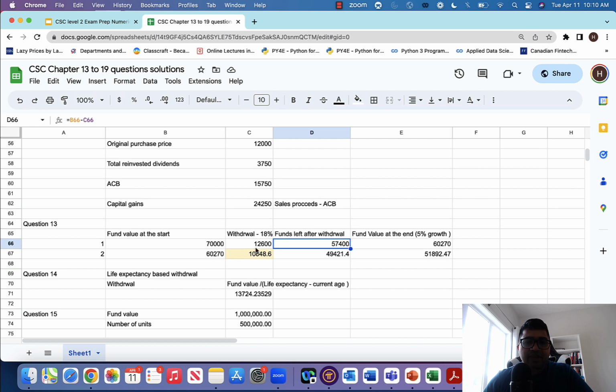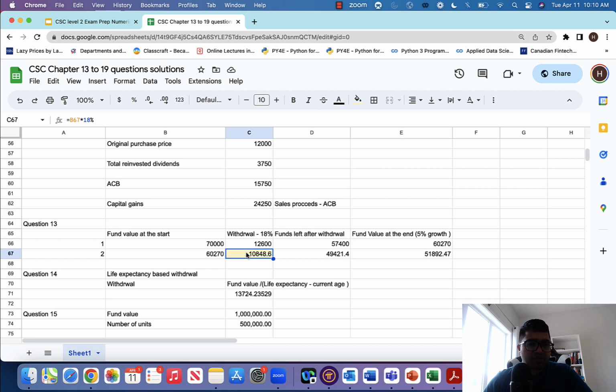$70,000 you started with, $12,600 you withdrew. So $57,400 is left. Now this $57,400 is going to be invested at 5%, so it's going to grow. So the growth that you get is 57,400, this cell, into 1 plus 5% because the growth rate is 5%. So your fund is going to be 60,270. This 60,270 becomes next year's starting value, out of which you withdraw now 18%.